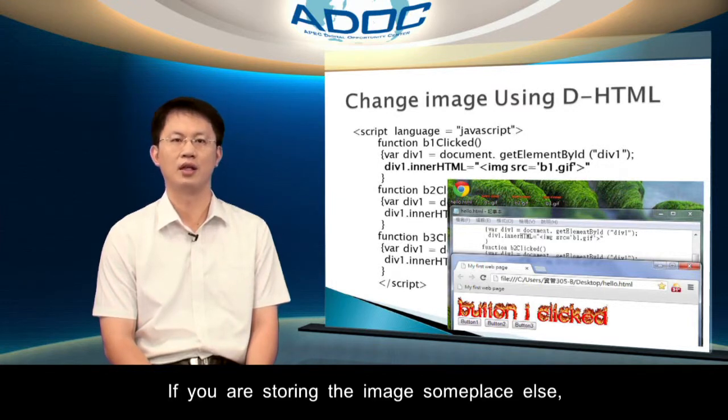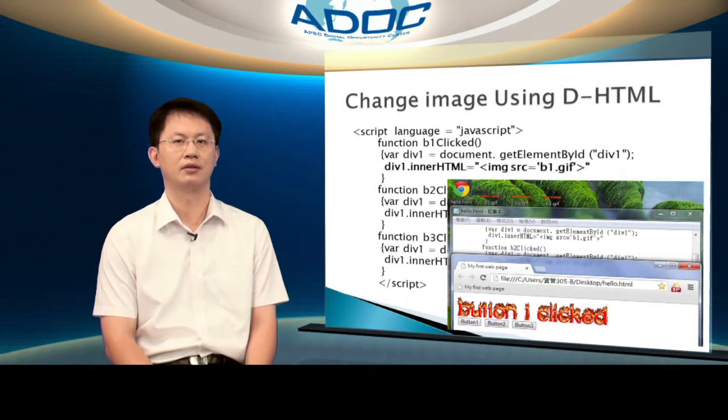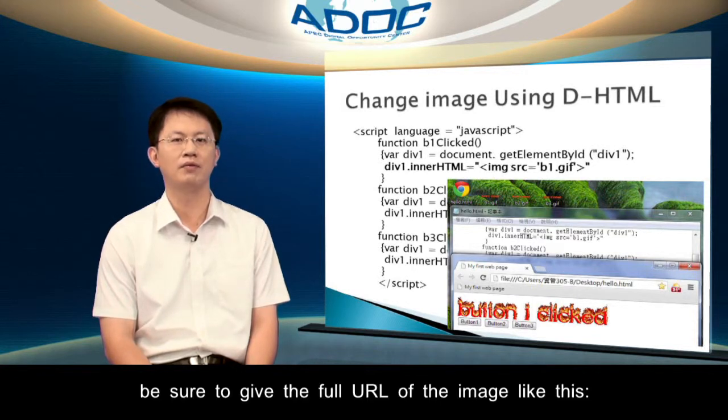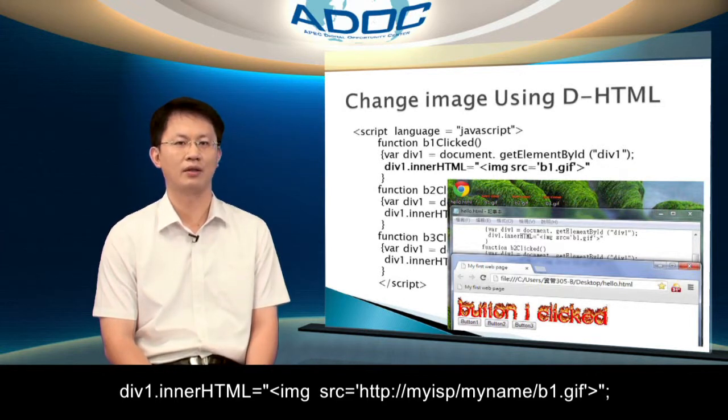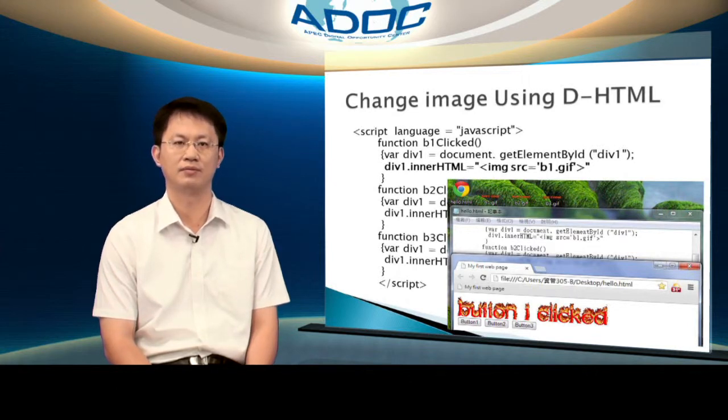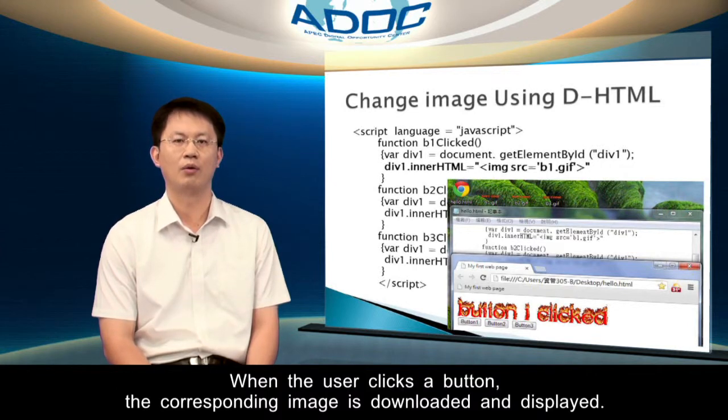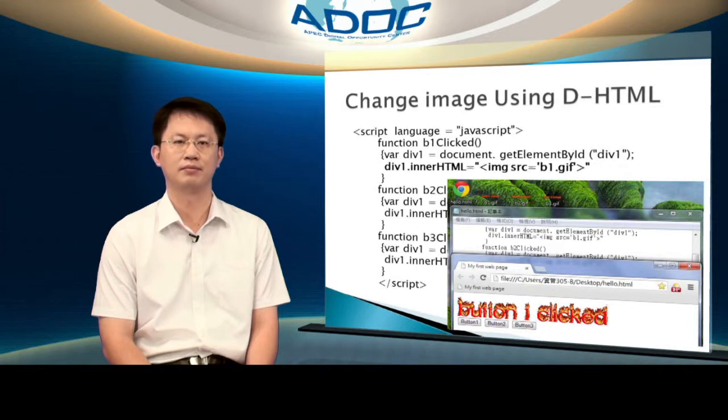If you are storing the image someplace else, be sure to give the full URL of the image like this: div1.innerHTML equals image source equals http://myisp/myname/b1.gif. When the user clicks a button, the corresponding image is downloaded and displayed.